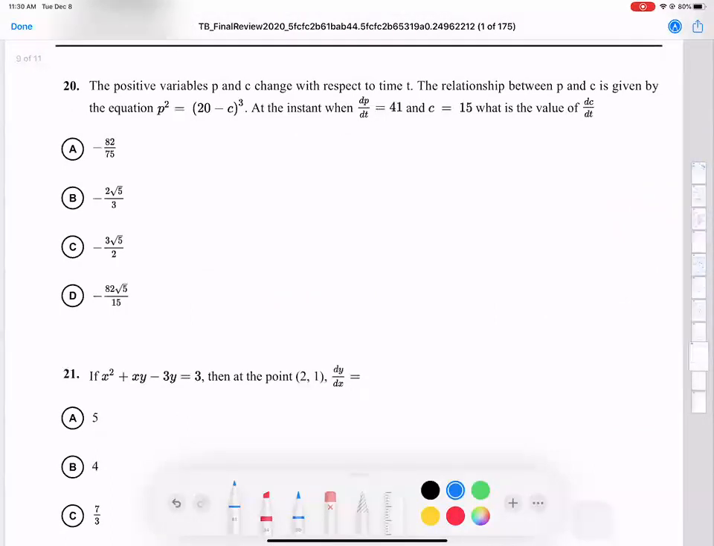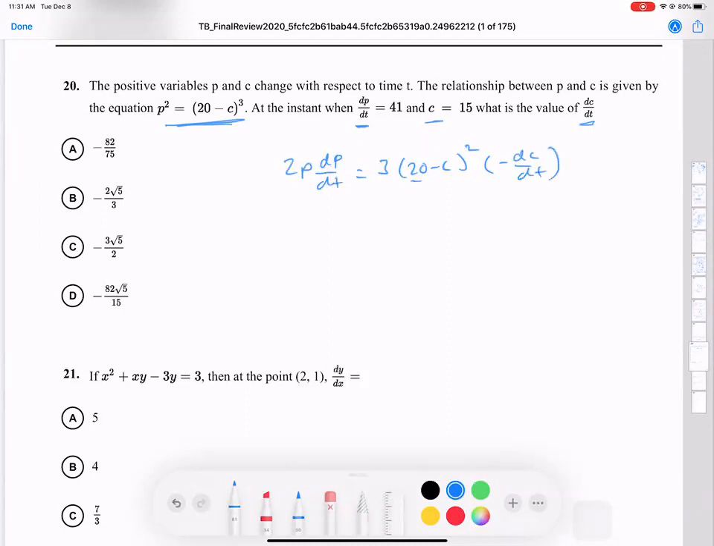The positive variables p and c can change with respect to t. The relationship of p and c is given by this equation. So p and c are not constants. At the instant when dp over dt and c, okay, so they give us pretty much everything that we need. But let's go ahead and see what's going on. So if we take the derivative, it's 2p dp over dt is equal to 3 times (20 minus c) squared. Careful, right? Remember that's the chain rule, times the derivative of 20, which is 0, and the derivative of c is negative dc over dt. Yes, you have to keep that negative sign.